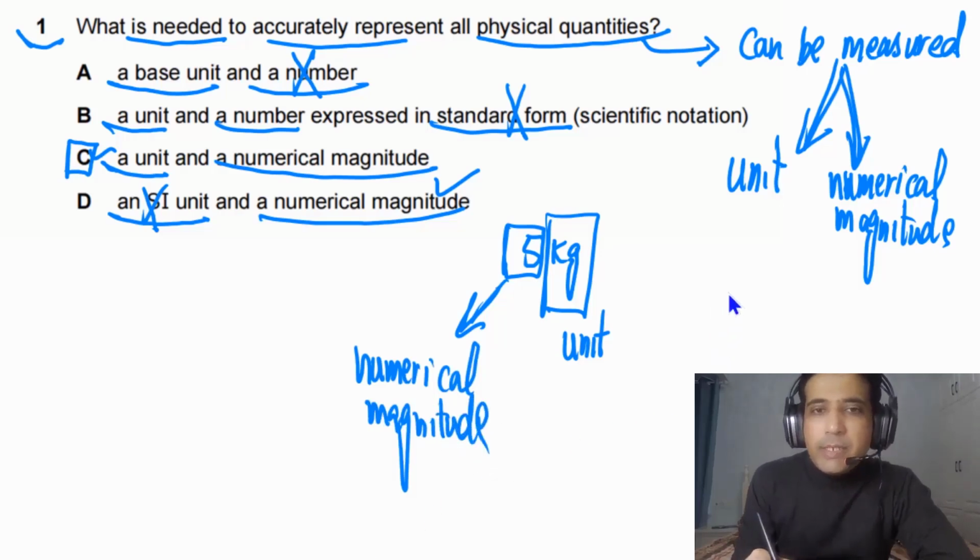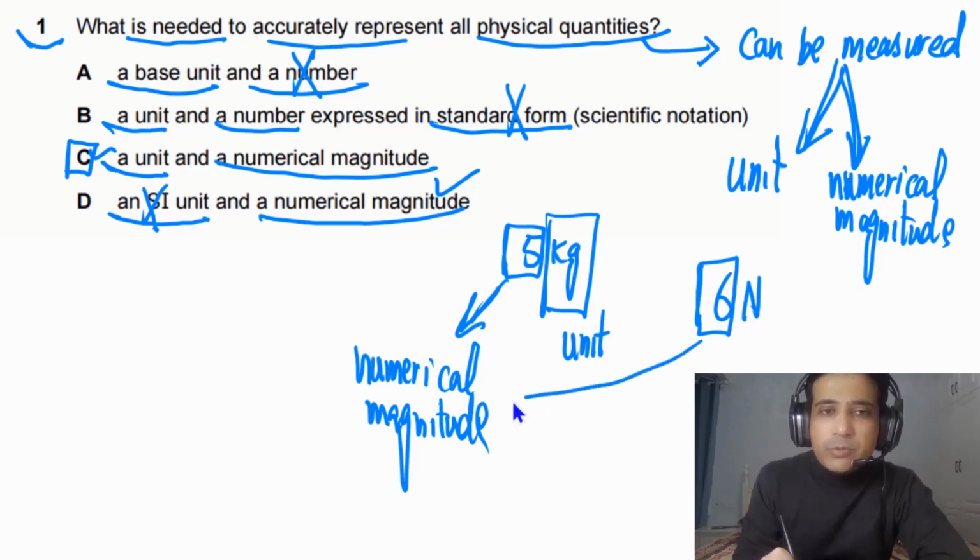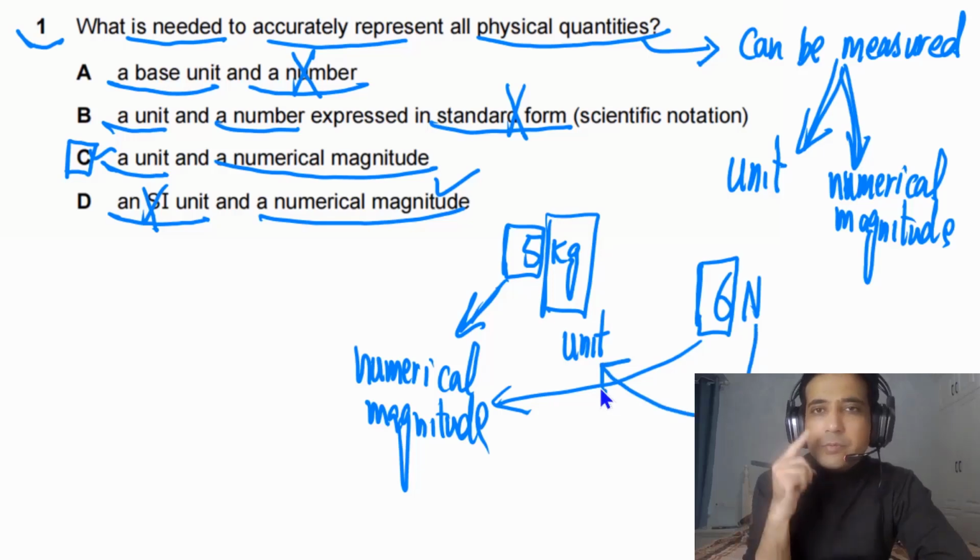And also, let's say we have 6 newtons. This is representing force. So this is the numerical magnitude and N is the unit. So physical quantities are represented by a unit and a numerical magnitude. This is what you need to understand. But a physical quantity like strain has no unit because it's a ratio between two same quantities.